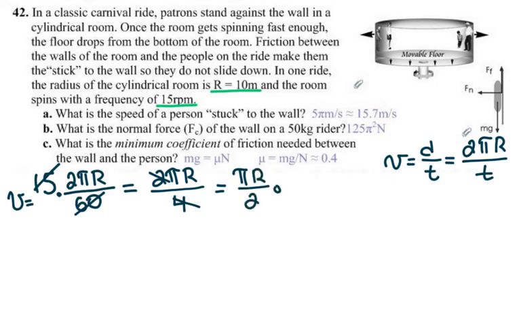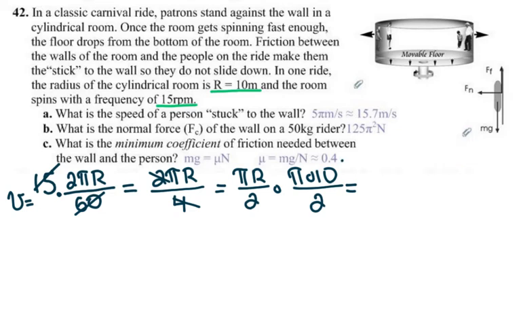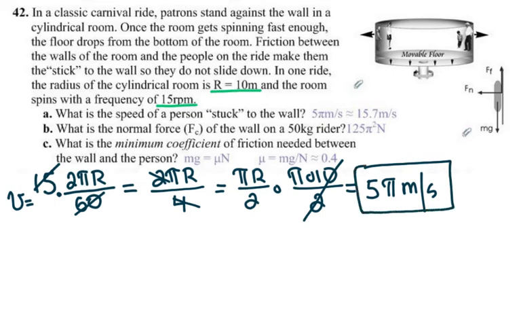And the radius is given as 10, so I have pi times 10 divided by 2, which gives me 5 pi meters per second. So I can cancel, divide 10 by 2, and I get 5 pi meters per second. I can convert pi into 3.14 and multiply it by 5, which will give me 15.7, but I can also just leave it as 5 pi. So that is the velocity: 15.7 meters per second, or 5 pi.